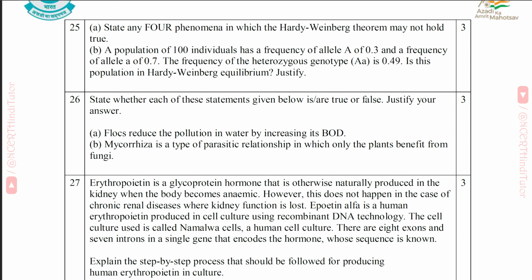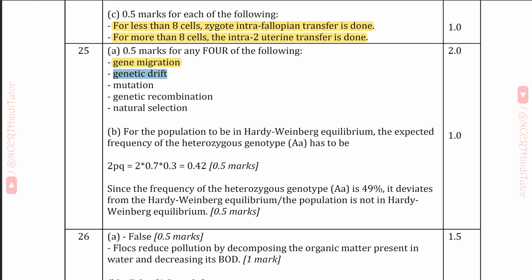Question 25. A. State any 4 phenomena in which the Hardy-Weinberg theorem may not hold true. Answer. Gene migration, genetic drift, mutation, genetic recombination, natural selection.